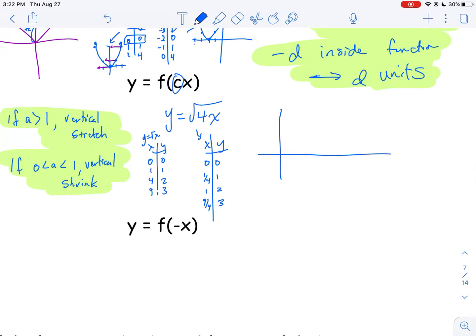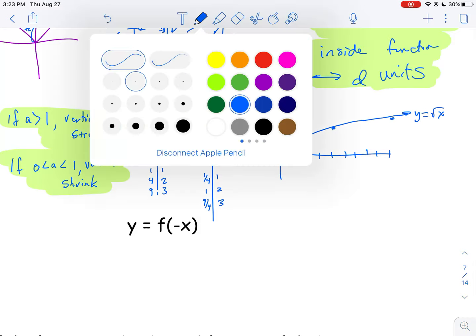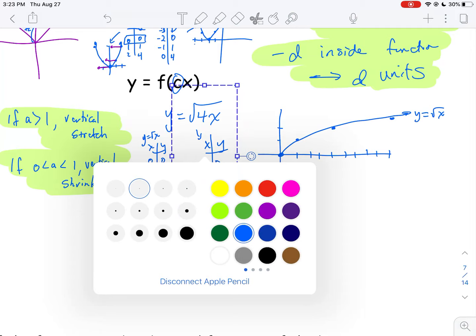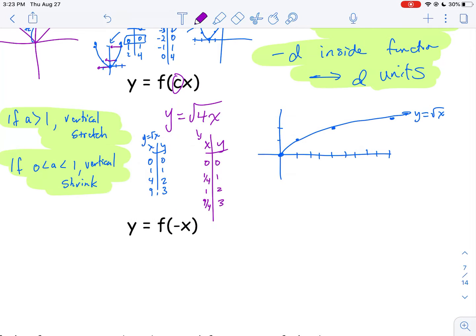And so when I go to graph this function, 0, 0 is fine. Where before I had 1, 1, 4, 2, 9, 3. Now I've got 0, 0, still the same. I go to a fourth and 1. I go to 1 and 2. And I go to 9/4, which is 2 1/4 and 3. y equals the square root of 4x.